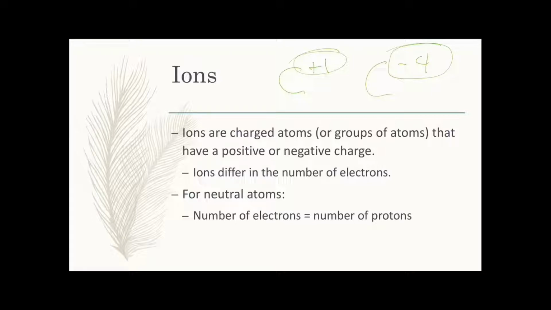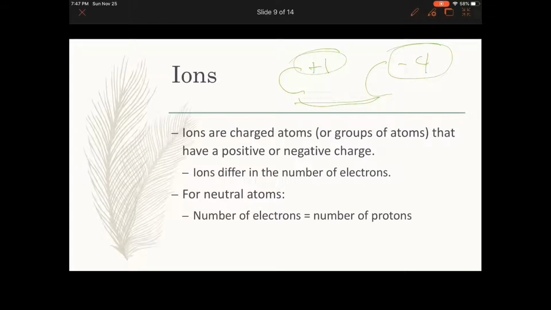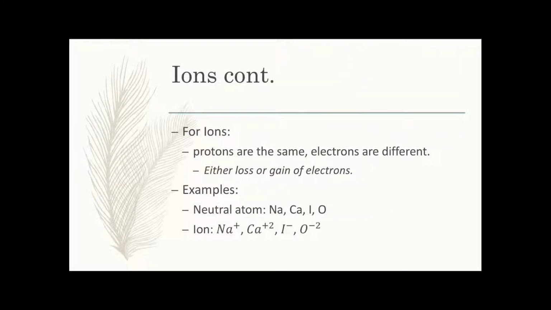The ions differ in the number of electrons. So these two right here have two different numbers of electrons in them than the neutral atom and than each other. So for neutral atoms, we know that the number of electrons equals the number of protons. But for ions, like I've said, protons stay the same, but the electrons are different. We've either lost electrons or gained electrons.